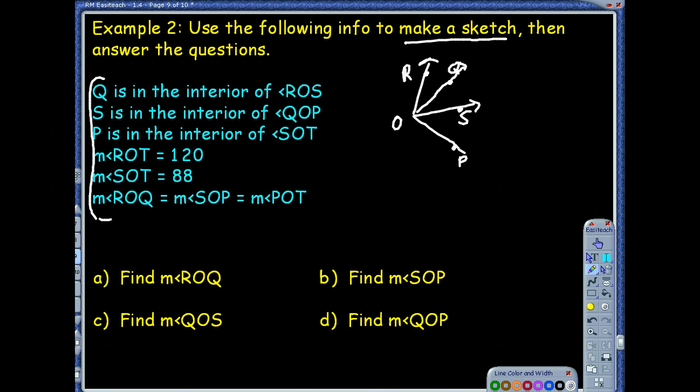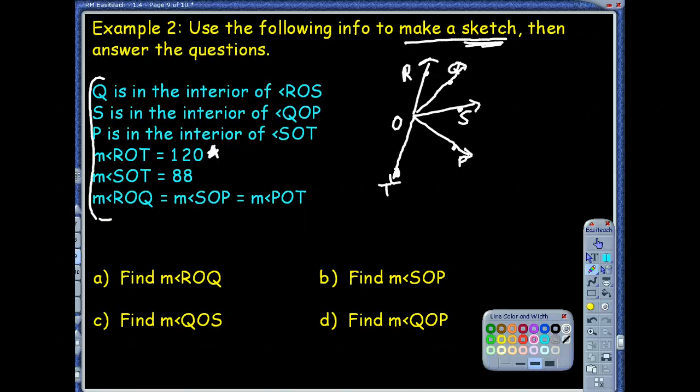All right. Draw another ray. So again, S is the interior of angle QOP. Then since P is in the interior of SOT, we know that T has to be somewhere outside of that P in order for P to be in the interior. So somewhere like here. Sure. Now, again, a reminder, this is a sketch. This picture may not be drawn to scale. Like when I look at this, it looks like angle ROT is actually a straight angle based on my picture. But if you read on, it says it's not. It's actually 120. So I didn't really draw it to scale. So don't base it off what the picture looks like.